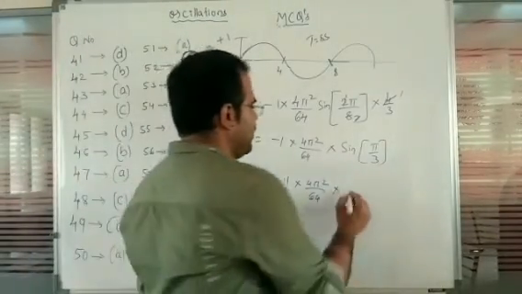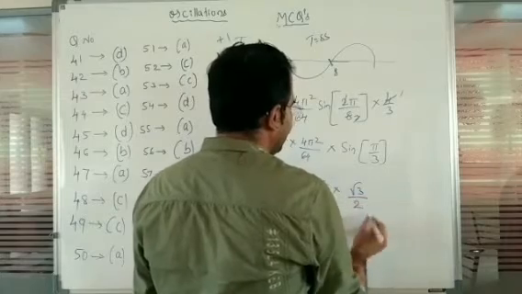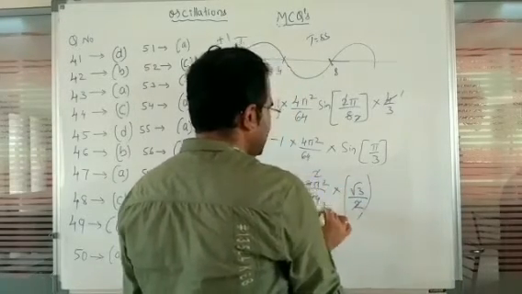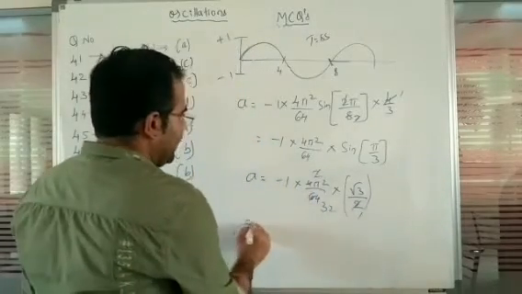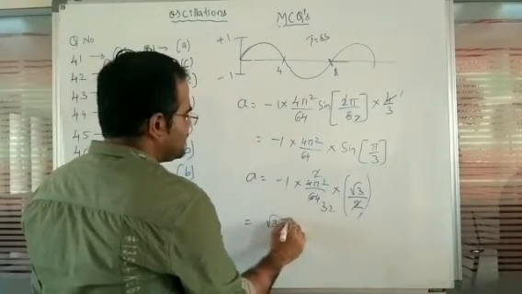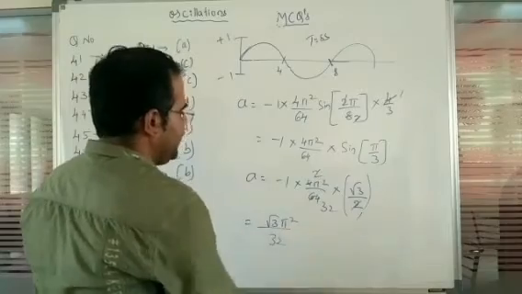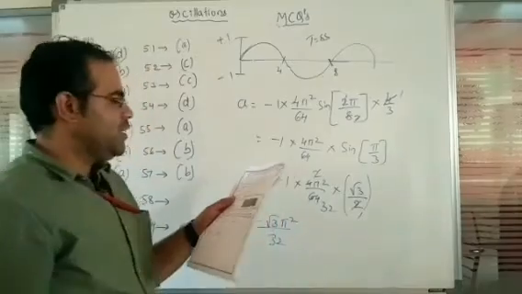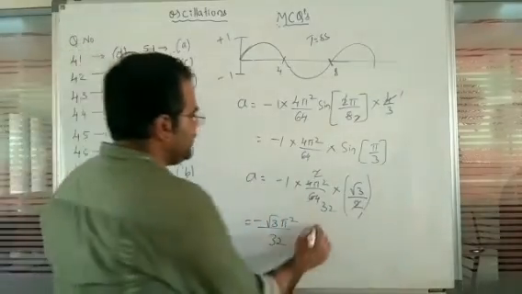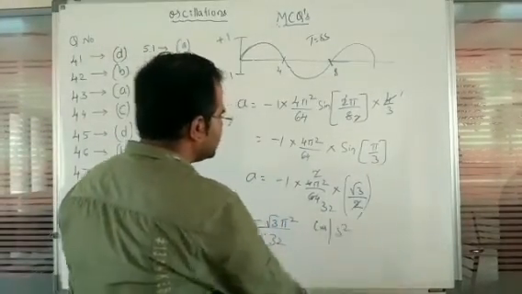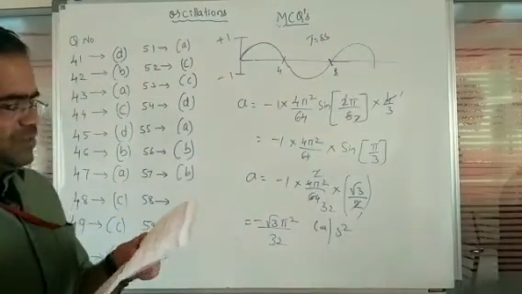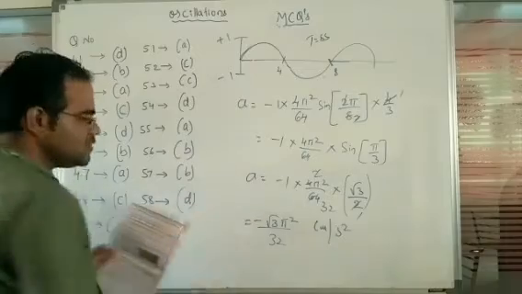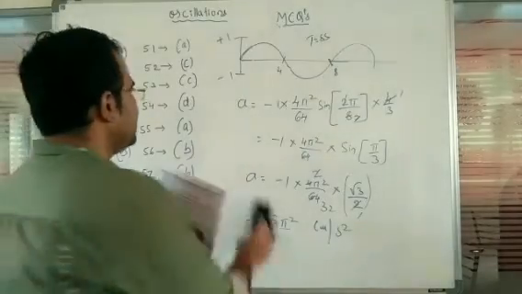So sine pi by 3 is root 3 divided by 2 here. Again you are going to observe these two will get cancelled. So we can write root 3 pi square divided by 32. So this is the value: minus root 3 pi square divided by 32 centimeter per second square is the value of acceleration a. So for question number 58, the option is D. We have the option given by D here.